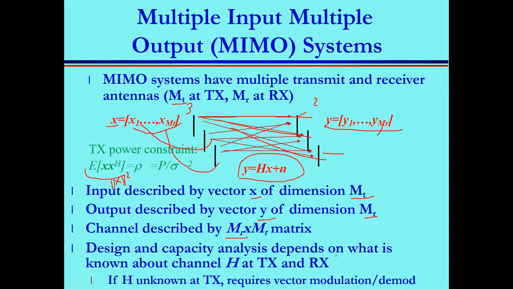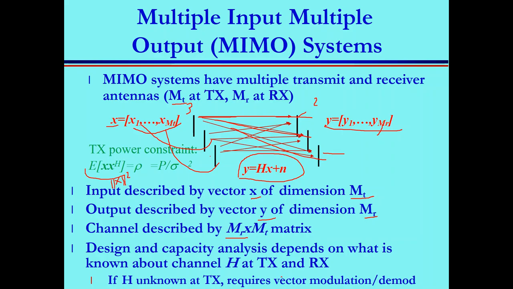It has many advantages. But to achieve those advantages, they don't come spontaneously. You must do something at the transmitter or receiver side to exploit this and make use of these things. So the design and the capacity analysis of MIMO depends on what's known about the channel. If you know the channel at the transmitter or receiver or at both sides, or the channel is not known, what would be the optimal design in each case?